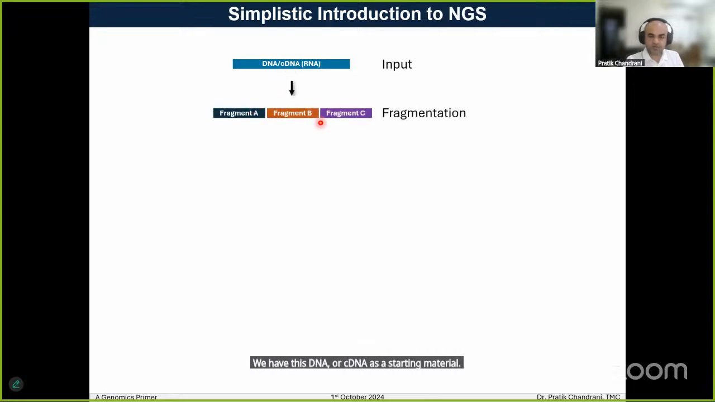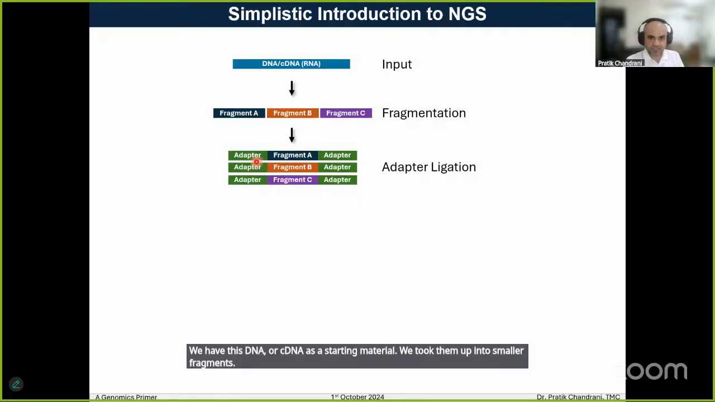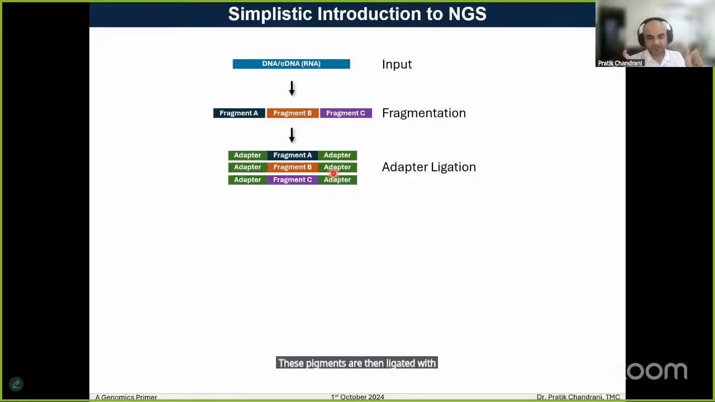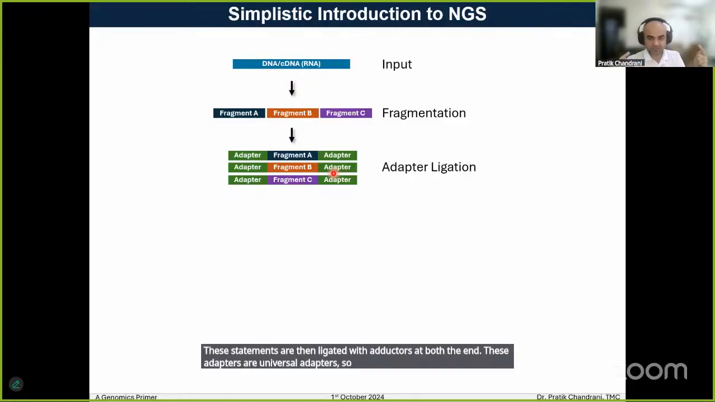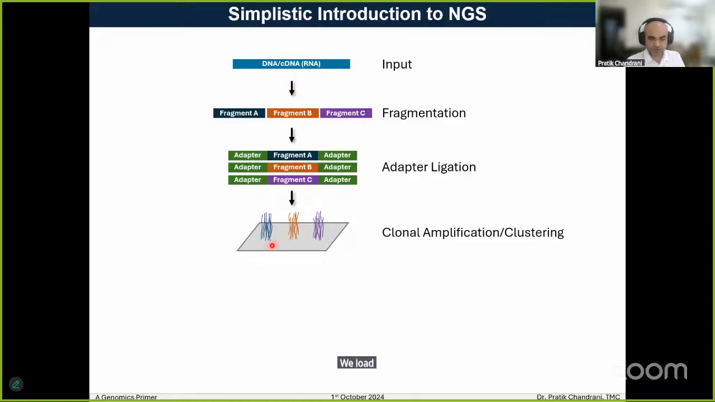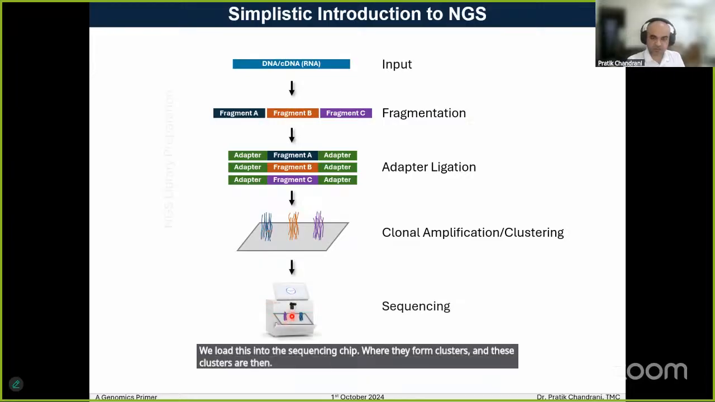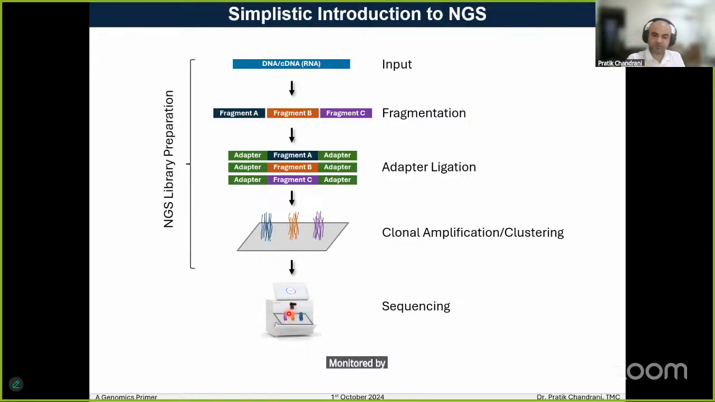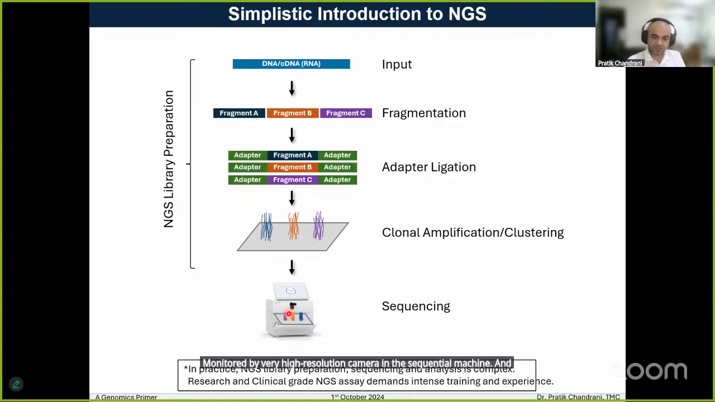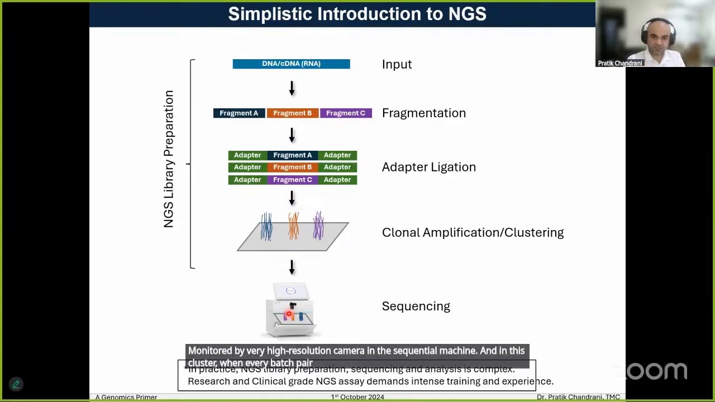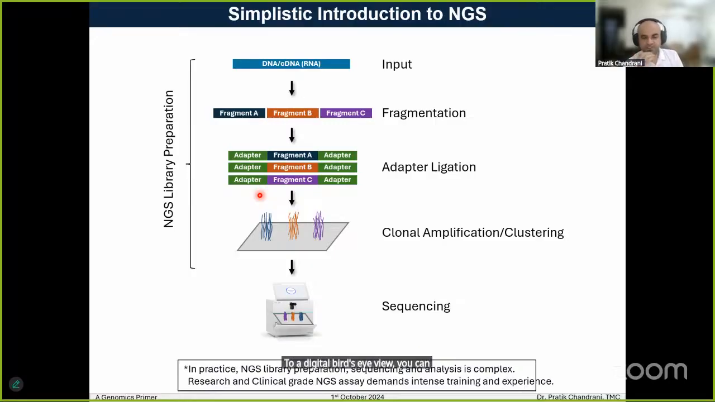We chop them up into smaller fragments. These fragments are then ligated with adapters at both the ends. These adapters are universal adapters so that our sequencing machinery can bind to this adapter and perform the sequencing. We load this into the sequencing chip where they form clusters, and these clusters are then monitored by a very high resolution camera in the sequencer machine. In this cluster, when every base pair is added in this fragment, it is captured by the camera and then later on decoded into NGS reads. So this is a bird's eye view, you can say, of NGS sequencing.